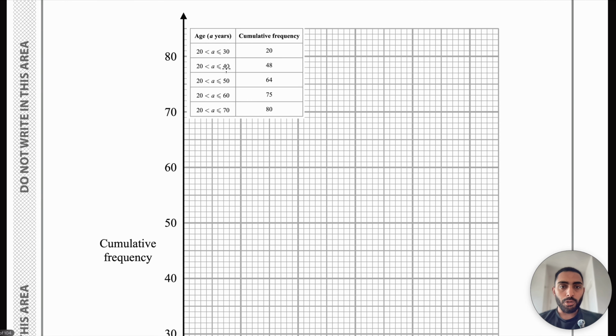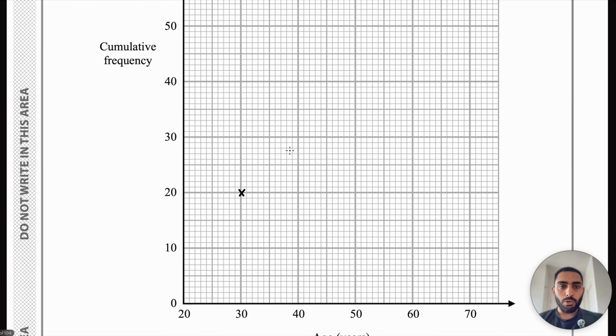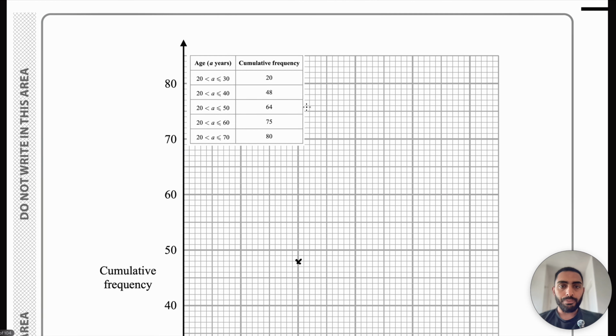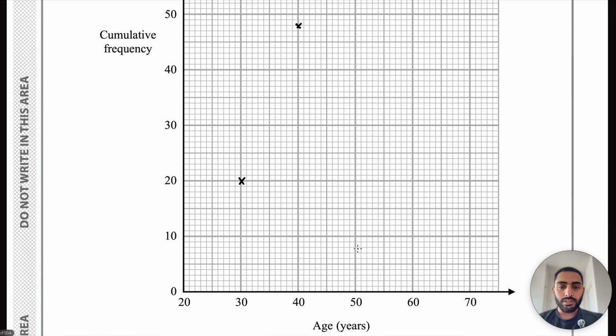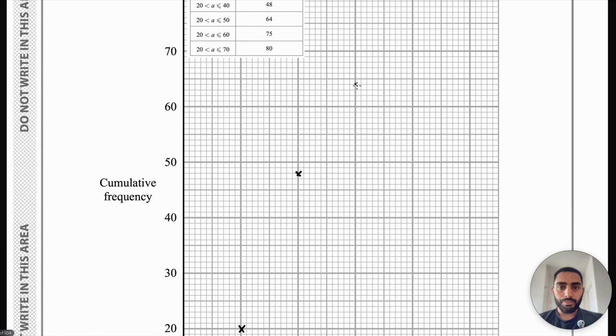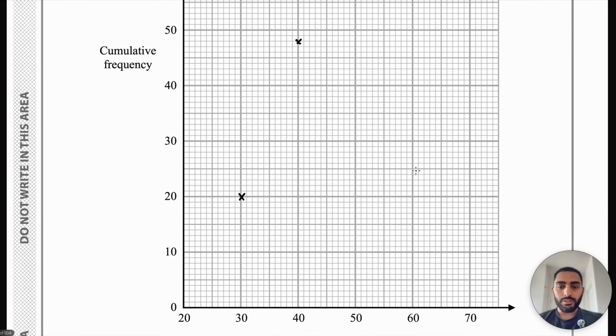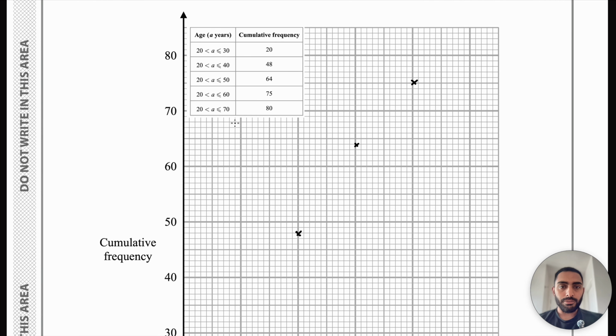Then for the next one, I'm plotting at 40 and 48. So 40 and 48, which is here. Then for the next one, 50 and 64. Next one is 60 and 75, so 60 and 75 is there. And the last one, 70 and 80.